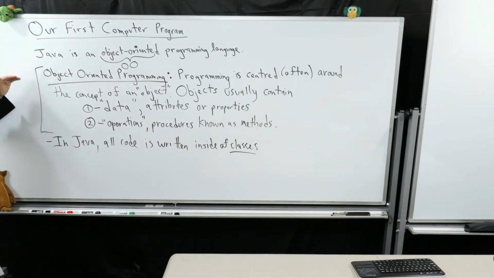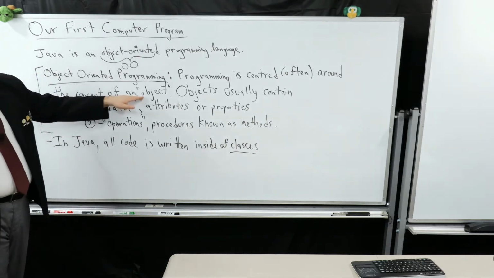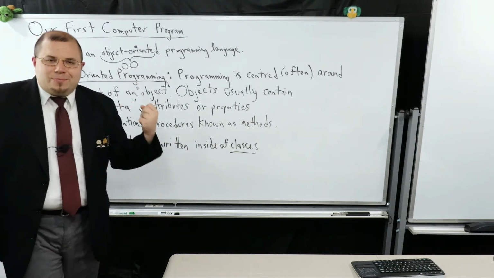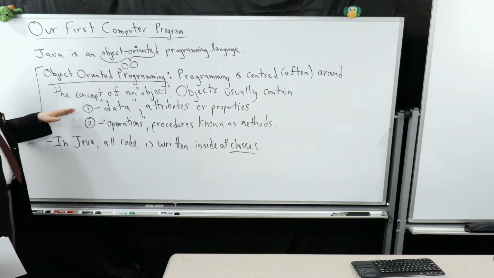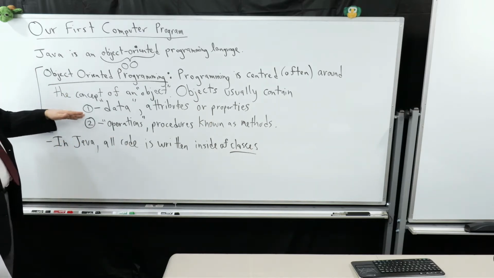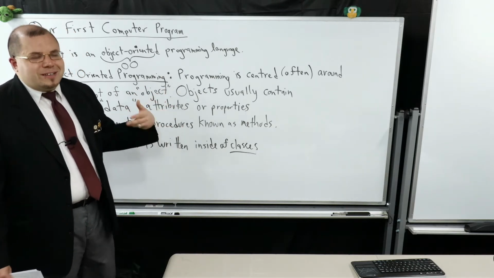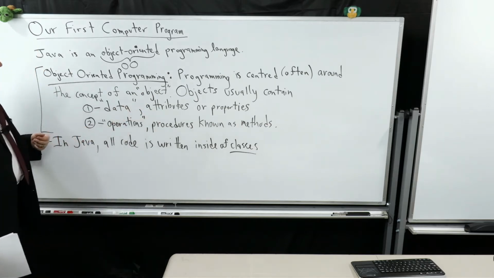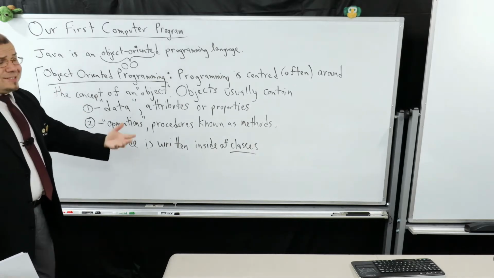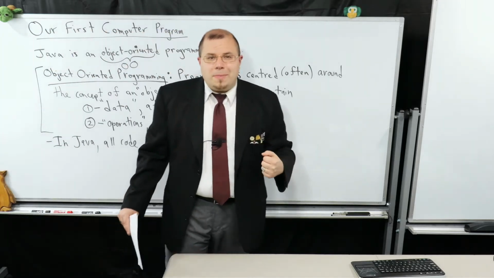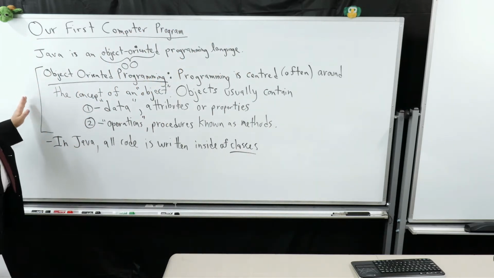In this paradigm, programming is centered around the concept of an object. You can think of this like a model that represents something that we're trying to implement on the computer. Objects usually contain two things. Data, usually called attributes or properties, which we'll see are usually declared as variables, or sometimes instance variables. And the second one is operations, things such as so-called methods. We'll talk more about methods in a little bit. This paradigm is what we're going to be following.